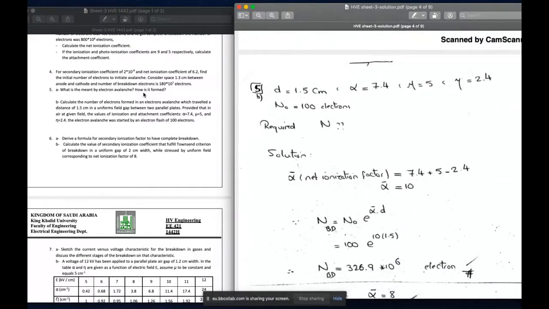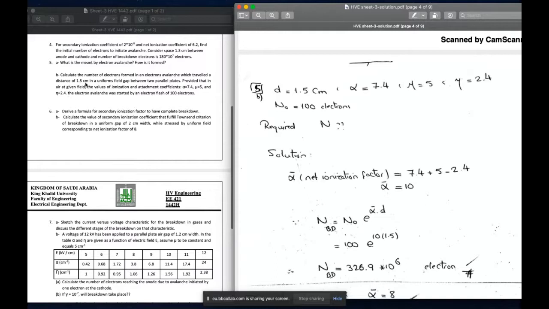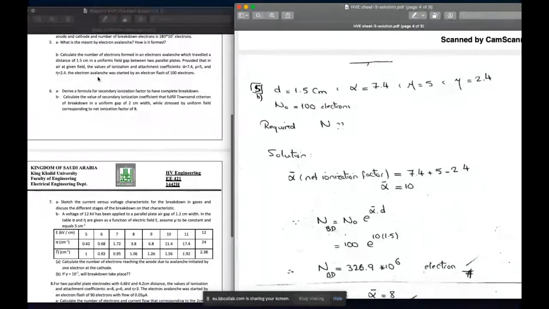What is meant by electron avalanche and how it is formed? For this you can refer to the theory lecture. And coming to the second part, calculate the number of electrons formed in an electron avalanche which traveled a distance of 1.5 centimeters. Means d is 1.5 centimeters between anode and cathode. Provided that in the air at given field, the values of ionization and attachment coefficients are alpha is 7.4, mu is 5, and eta is 2.4. The electron avalanche was started by a flash of 100 electrons, which means the initial number of electrons is 100.